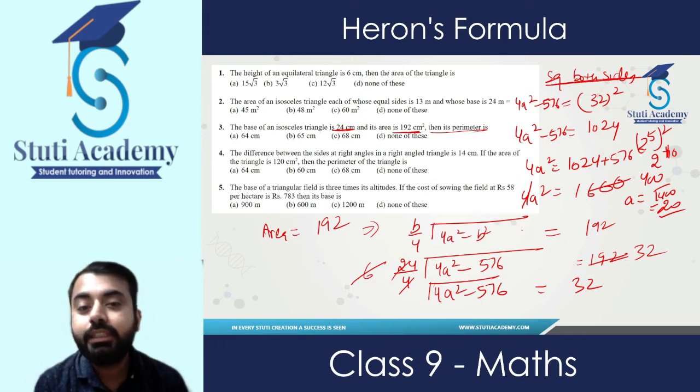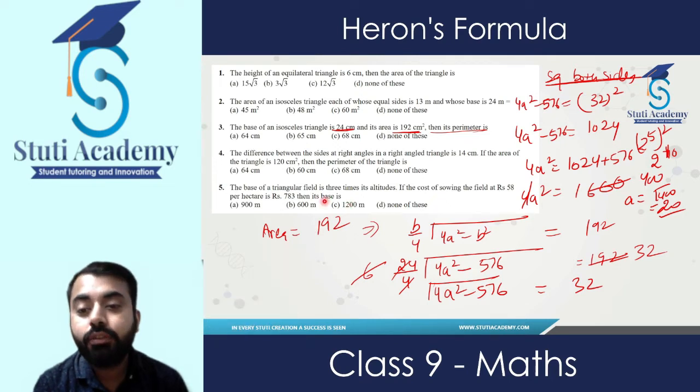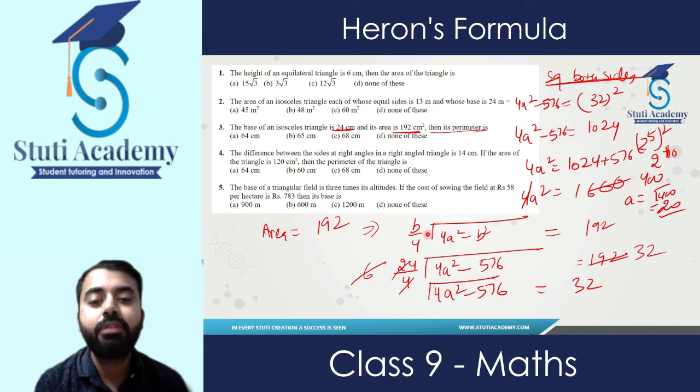Its each equal side is 20. That means the answer is, sorry, we have to find out its perimeter, right? I know its each side is now 20. Let me explain it to you once more. I knew its area was 192. I knew the formula of its area is base by 4, that means base by 4 square root of 4a square minus b square. Right? It must be equal to 192.